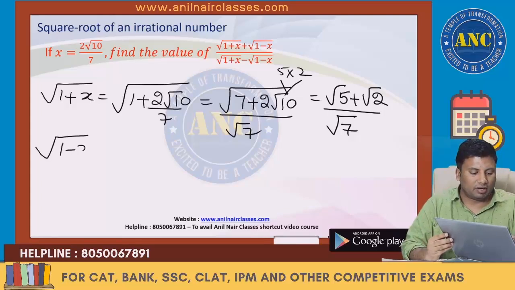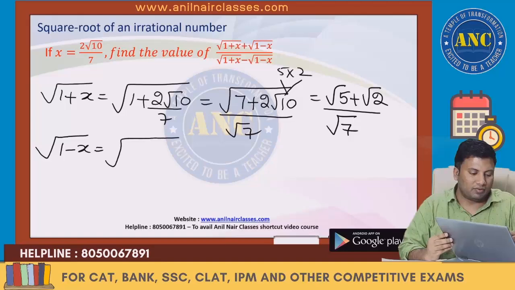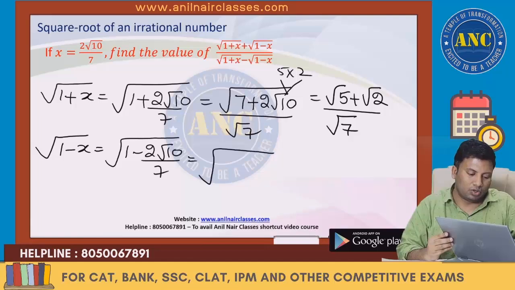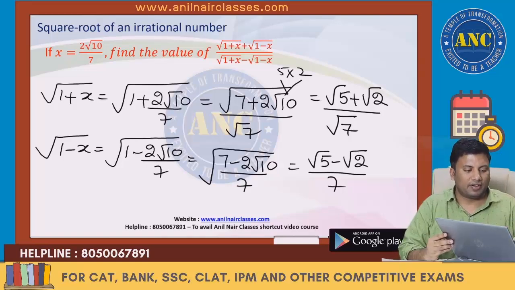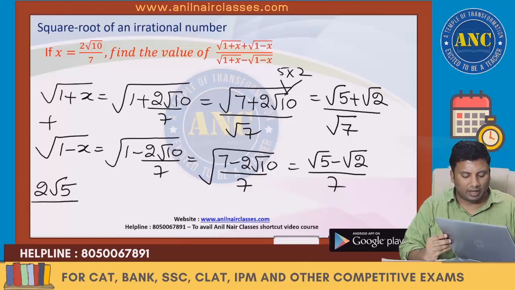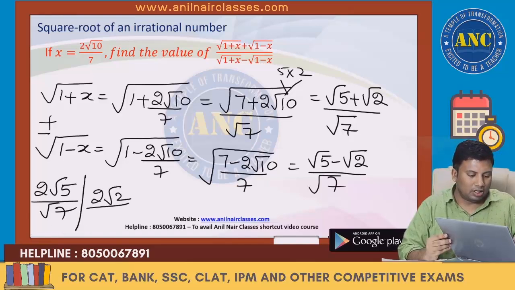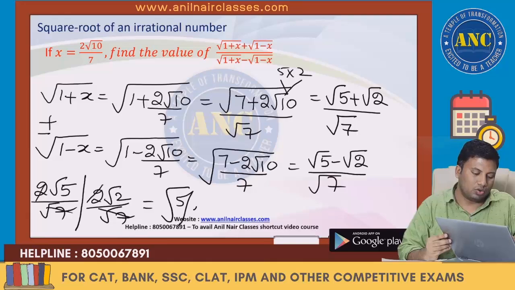Similarly, if I take 1 − x, this is nothing but 1 − 2√10/7, which is (√7 − 2√10)/7. This is nothing but (√5 − √2)/√7. So if I add both of them, the numerator will become 2√5 by √7. If I subtract them, I will get 2√2 by √7. So the 2 cancels, √7 cancels. The answer is √5 by 2.